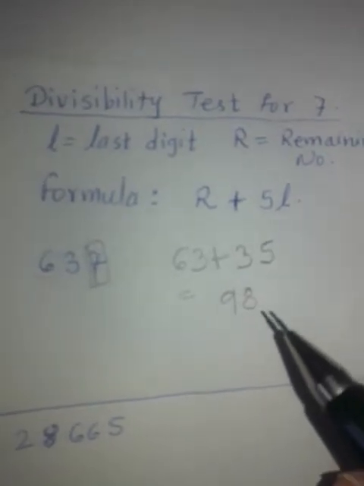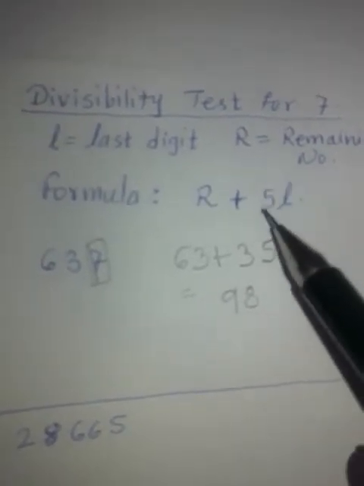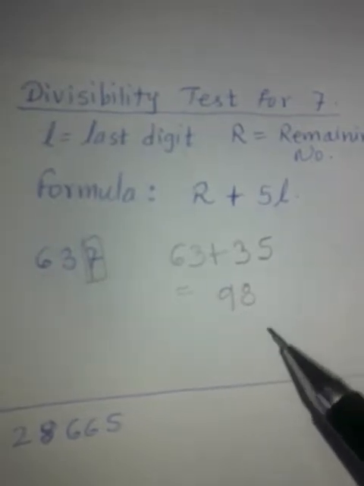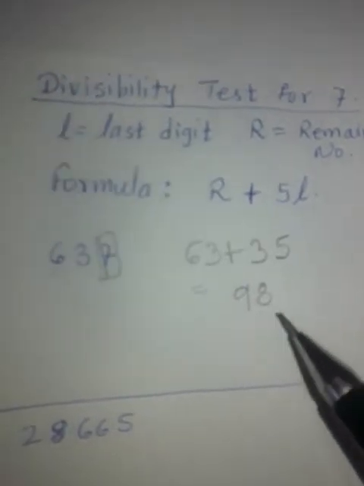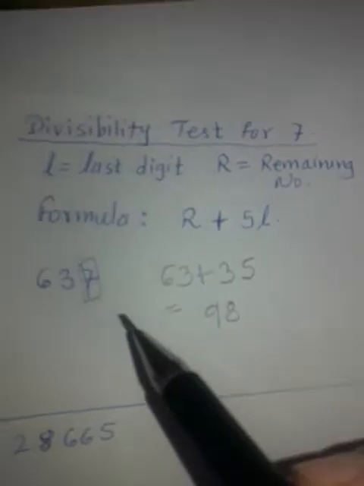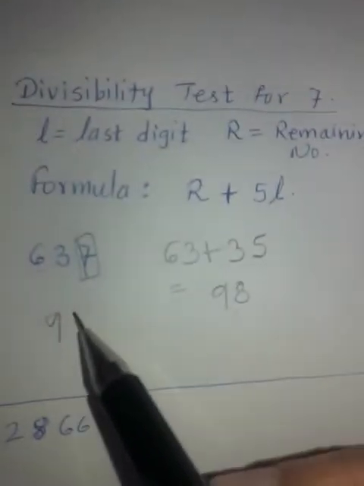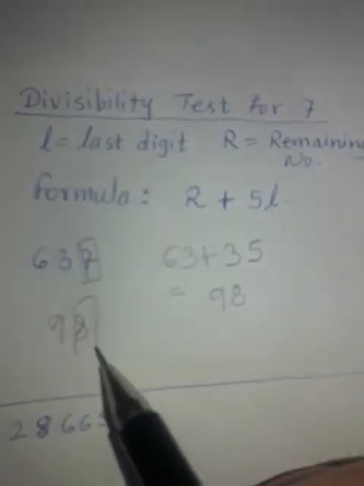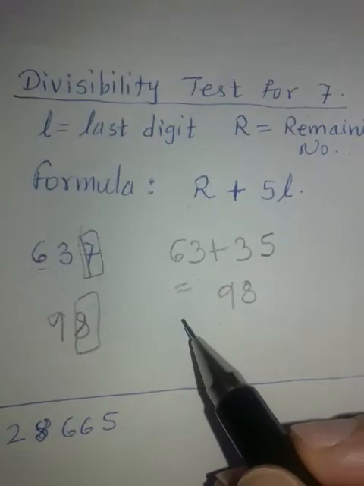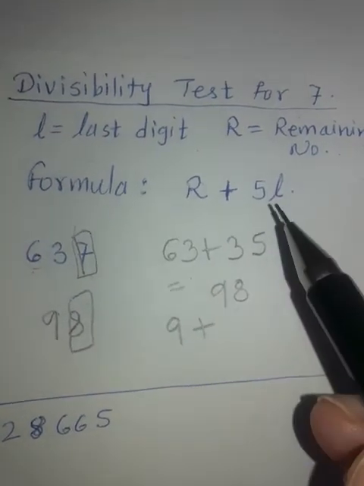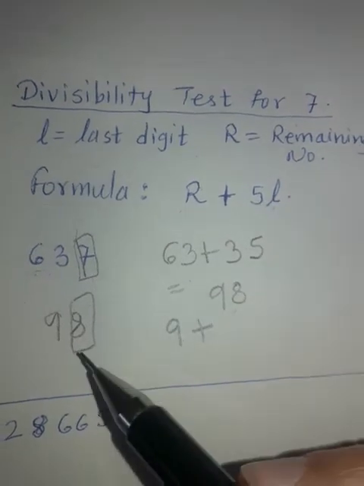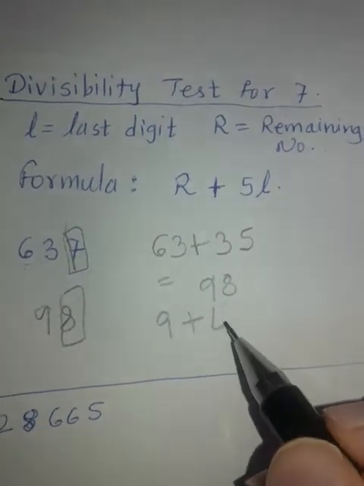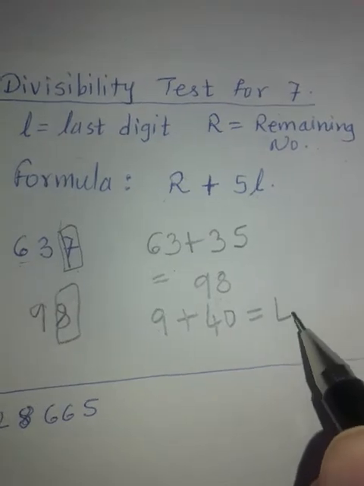If you don't remember table of 14, then you can apply same rule again and again till you get a number which is divisible by 7. So what we will do, again write here 98 and apply same rule. This is last digit. Remaining number is 9. Rule is 9 plus 5L. 8 5s are 40. Sum is 49.